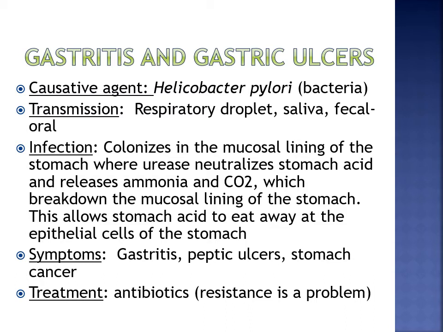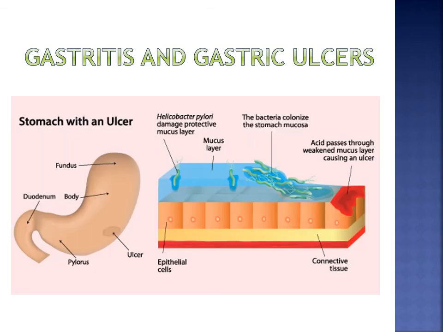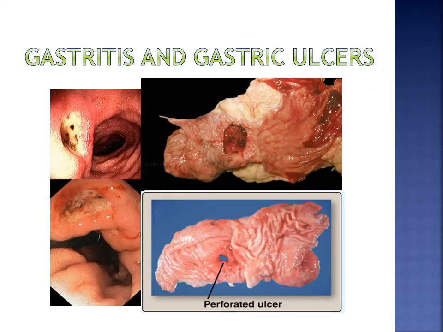We're starting to see resistance in some strains of Helicobacter pylori, but for now we still treat it with antibiotics. So this is just showing that process of eating away. On the left there you can see the stomach with the little ulcer, and that's caused, if you look to the right, you have that line of mucus layer, and you can see the bacteria, the little green worm looking guys, basically just eat away that mucosal layer, causing that stomach acid to start chewing away at the actual epithelial cells.